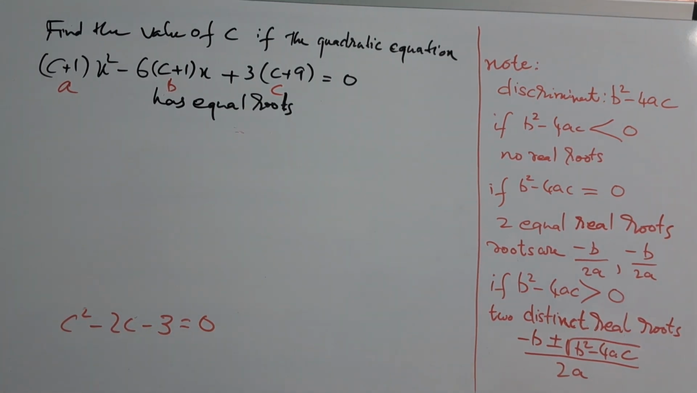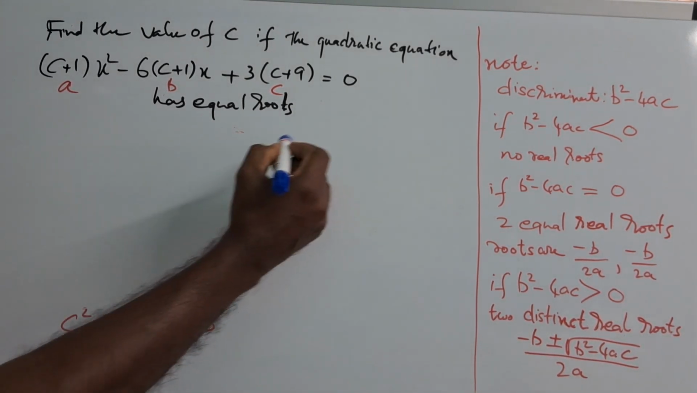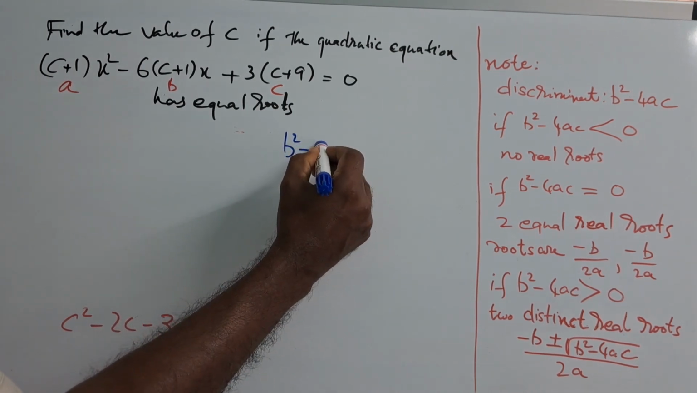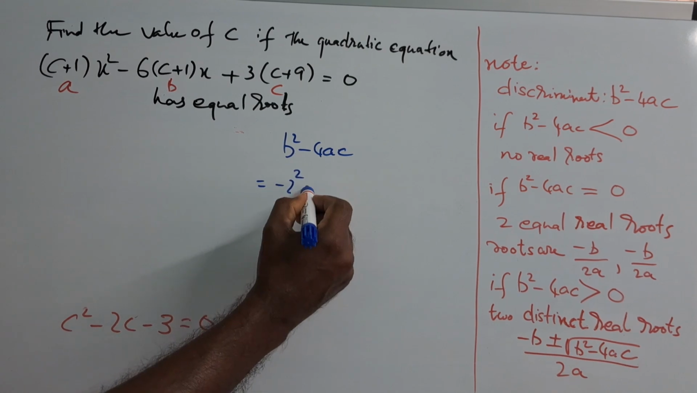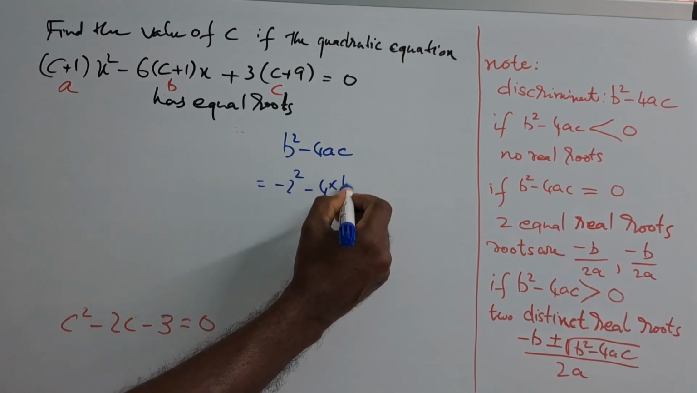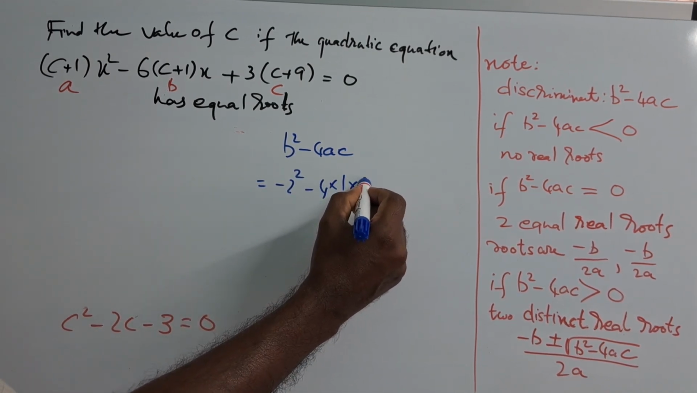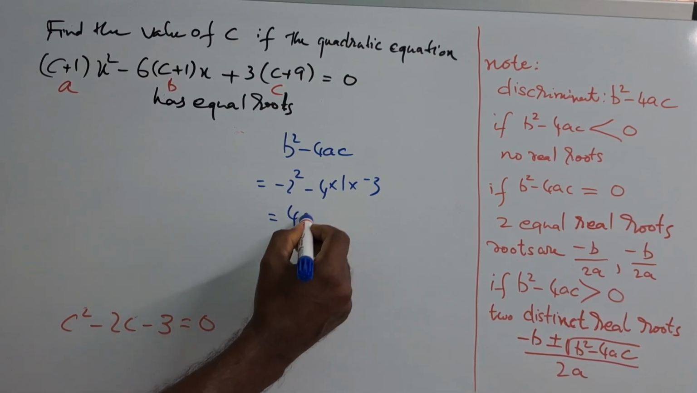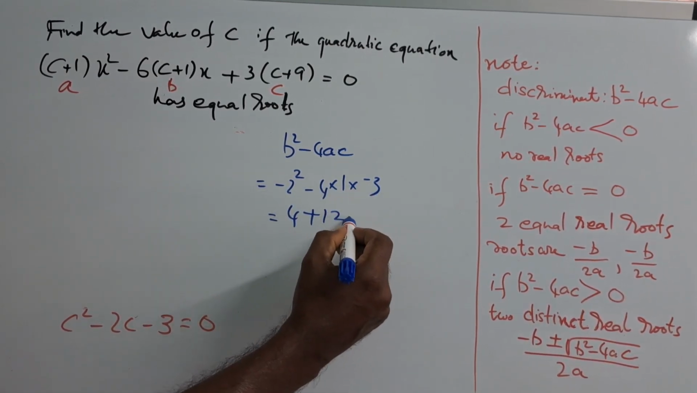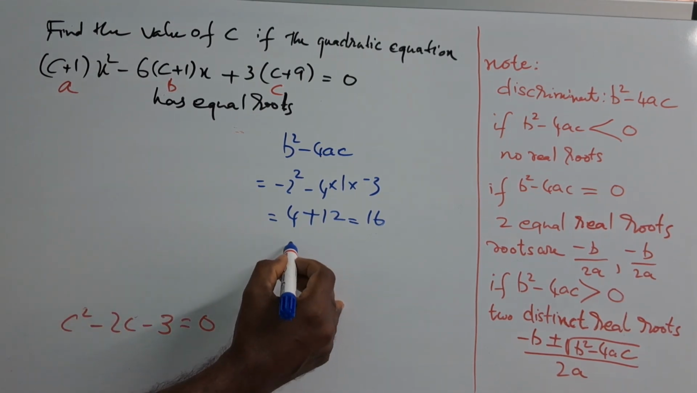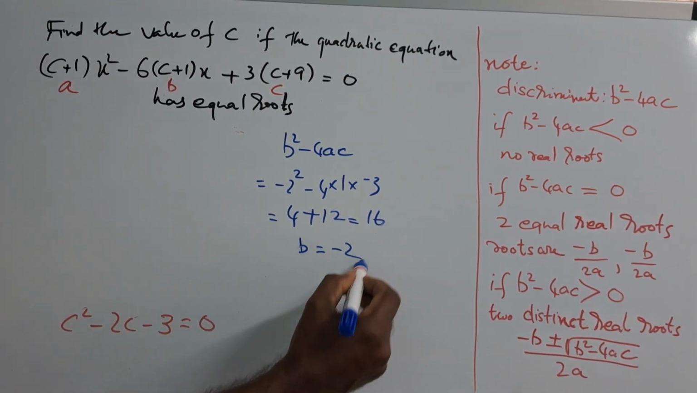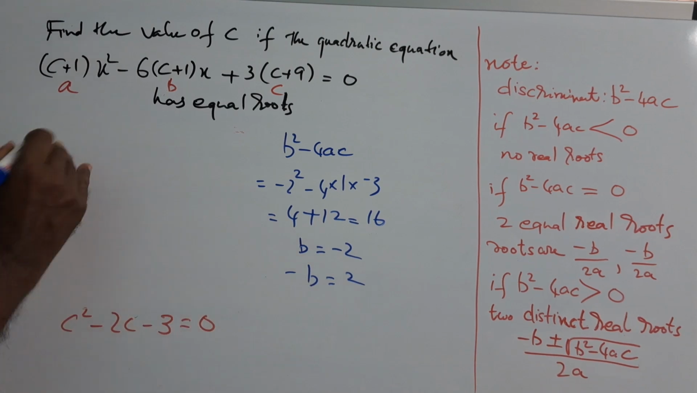Now we have a quadratic equation in variable c. Let's solve this problem. b square minus 4ac is equal to minus 2 square minus 4 into 1 into minus 3, which is equal to 4 plus 12, which is equal to 16. b is minus 2 and minus b is 2.